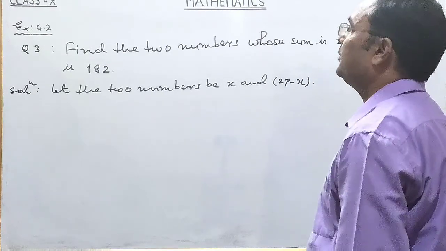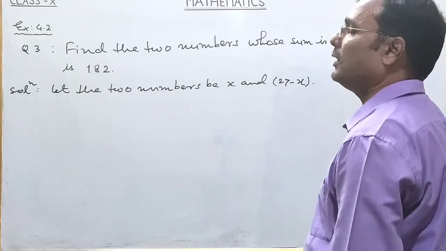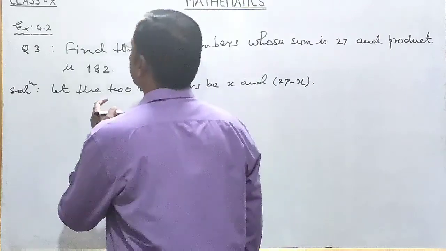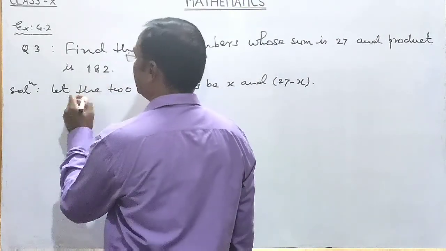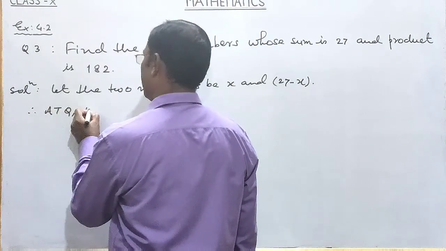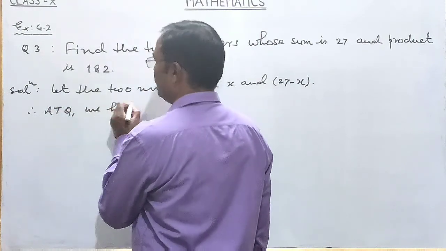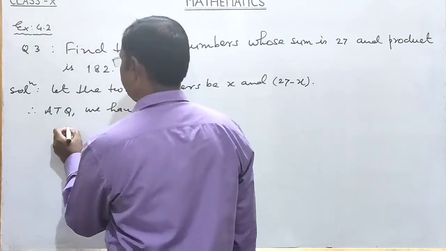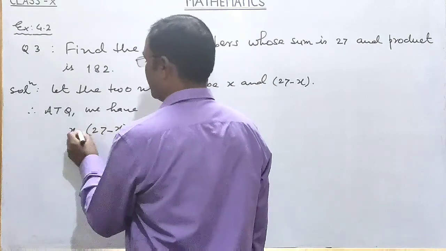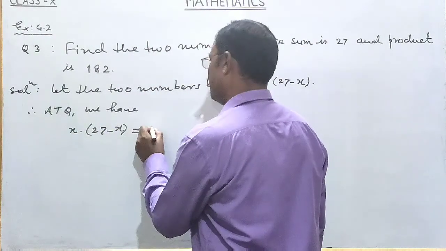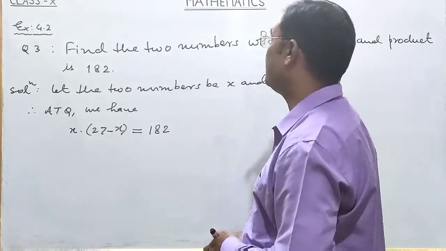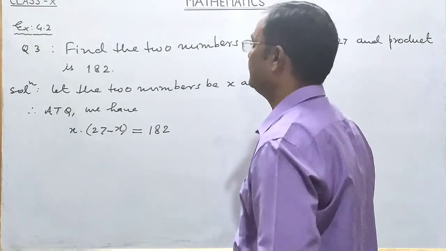Now product of two numbers is 182. This is the second condition. So let us apply this second condition, that product of two numbers is 182. So according to question, we have x into 27 minus x, product of two numbers is 182. This condition is given in the question.